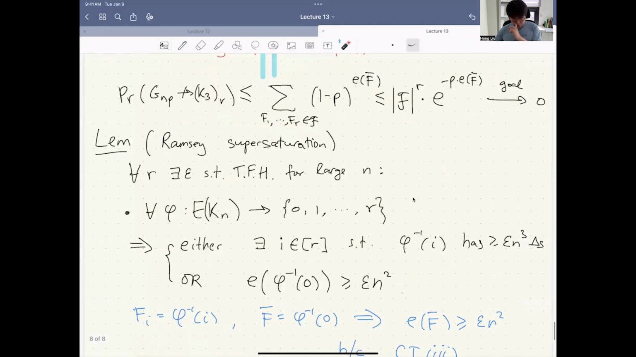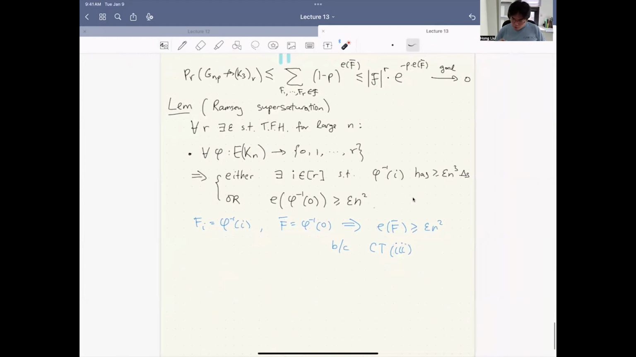All right, so now let's do this calculation. So this calculation, f to the r times e to the negative p times F bar.